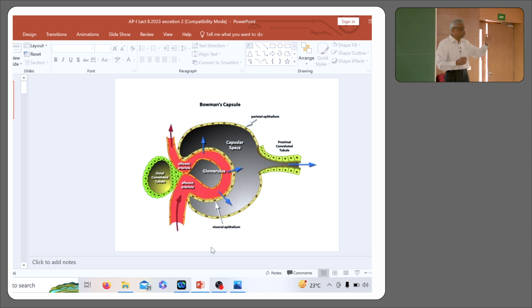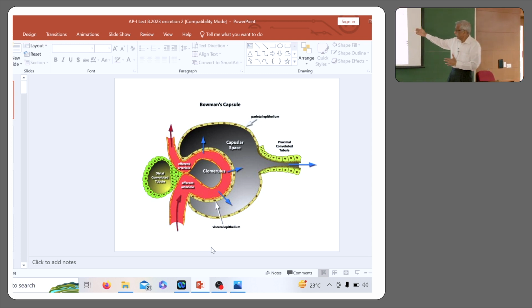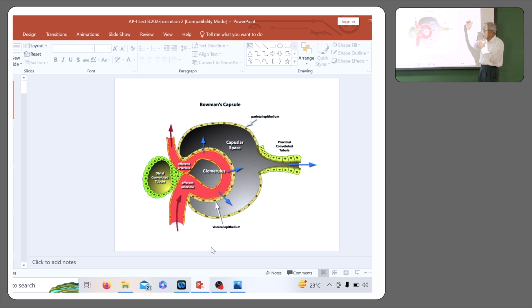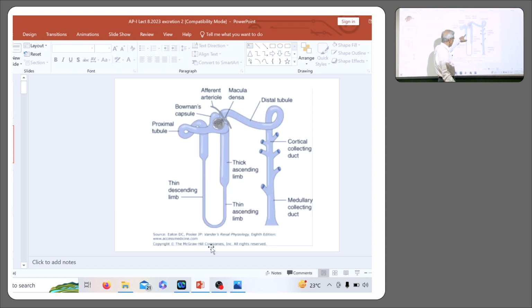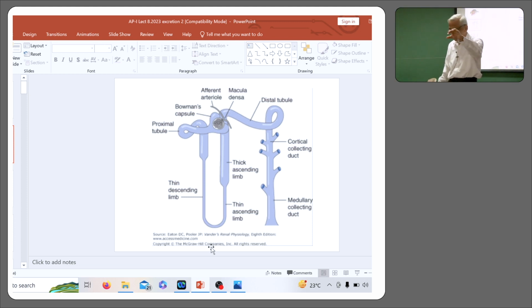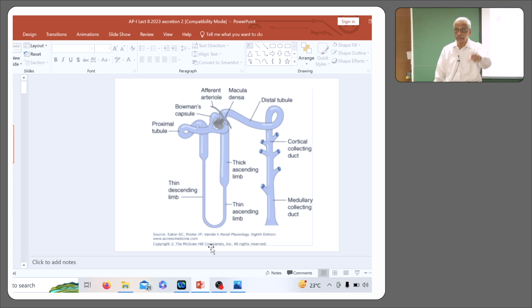So here is the Bowman's capsule, and here is the filtrate and it will go here. This is the Bowman's capsule, proximal convoluted tubule, and then thick segment, and from here it becomes a loop of Henle. Follow the story: loop of Henle, thin segment descending, thin segment ascending, thick segment ascending. We will call these 3 parts thin descending, thin ascending and thick ascending. Did you get the 3 names?